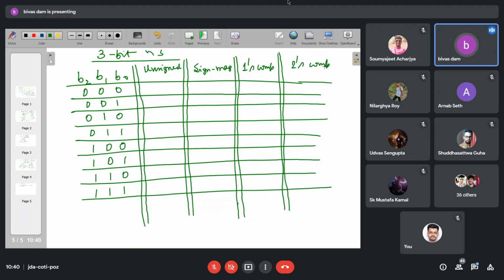If this 3-bit number system belongs to the unsigned number system, what are the decimal numbers corresponding to these binary patterns? What are the corresponding decimal numbers for each of the binary combinations? 0 to 7: 0, 1, 2, 3, 4, 5, 6, 7.